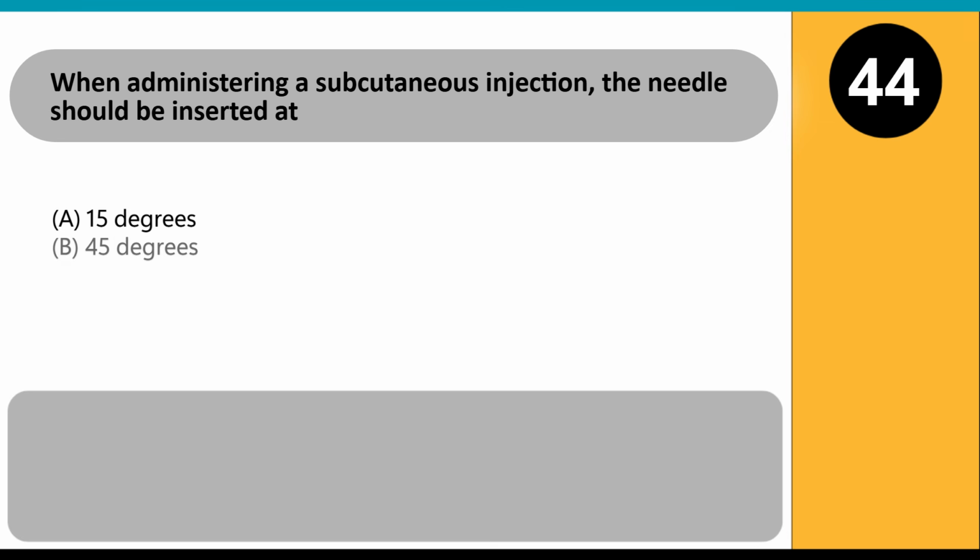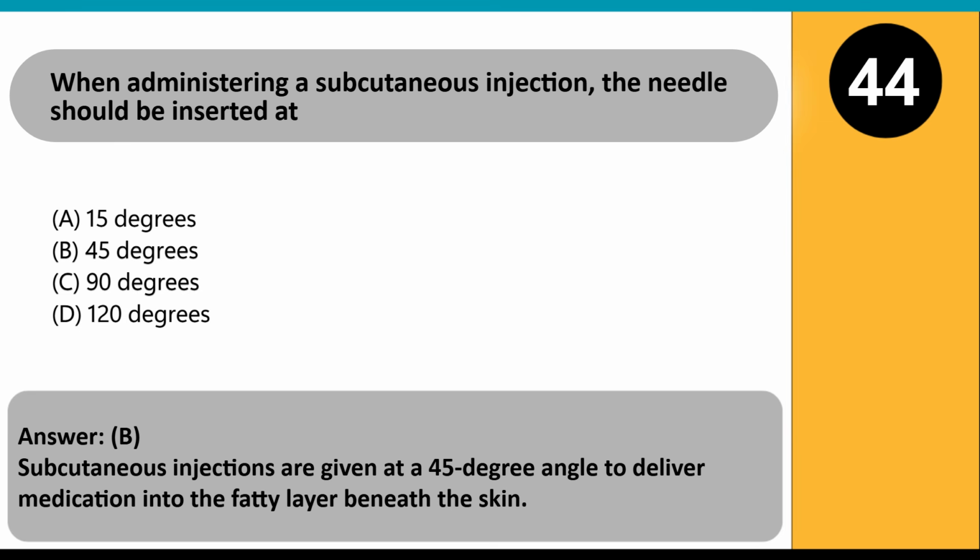When administering a subcutaneous injection, the needle should be inserted at A. 15 degrees. B. 45 degrees. C. 90 degrees. D. 120 degrees. Answer: B. Subcutaneous injections are given at a 45-degree angle to deliver medication into the fatty layer beneath the skin.